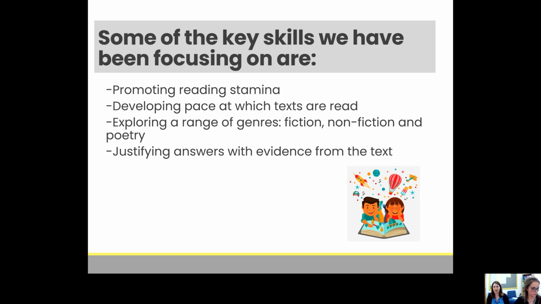So just looking at those key skills that we have been focusing on in class, and if you can focus on with the children when you're reading at home, would be fantastic. We're looking to try and increase their reading stamina, so the amount that they can read in one sitting, and also the pace at which they read, because obviously there is quite a lot to read and answer questions on in that 60-minute timing. We're looking at a range of genres, so we've been looking at fiction, non-fiction and poetry. And we've been looking at how to justify the answer the children give, so giving evidence from the text when they're answering the questions.